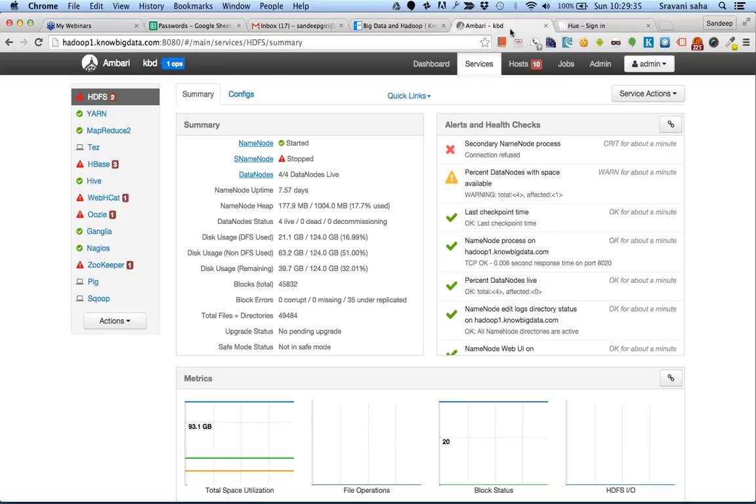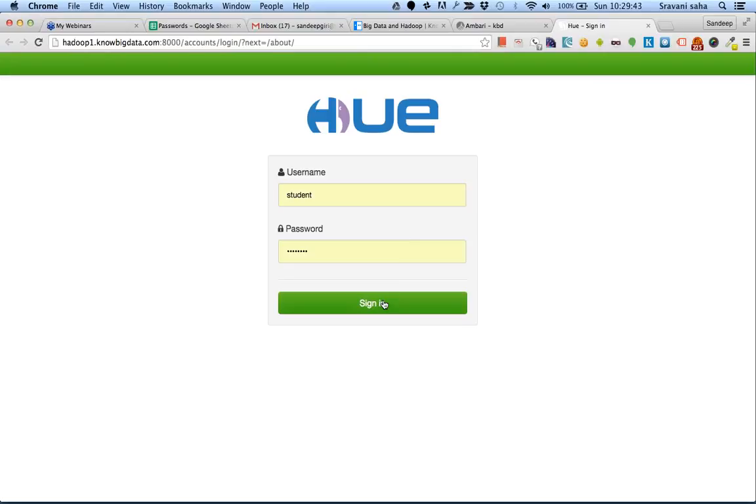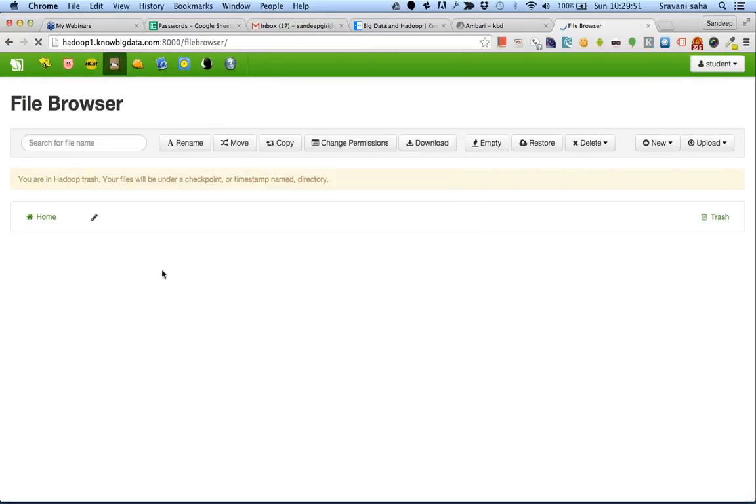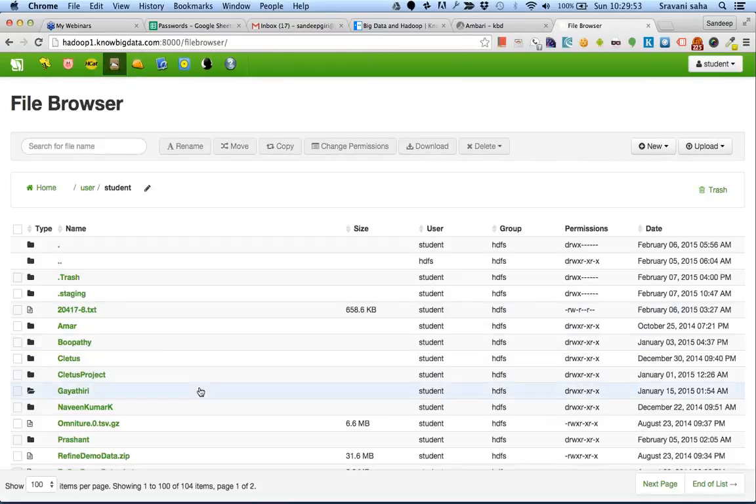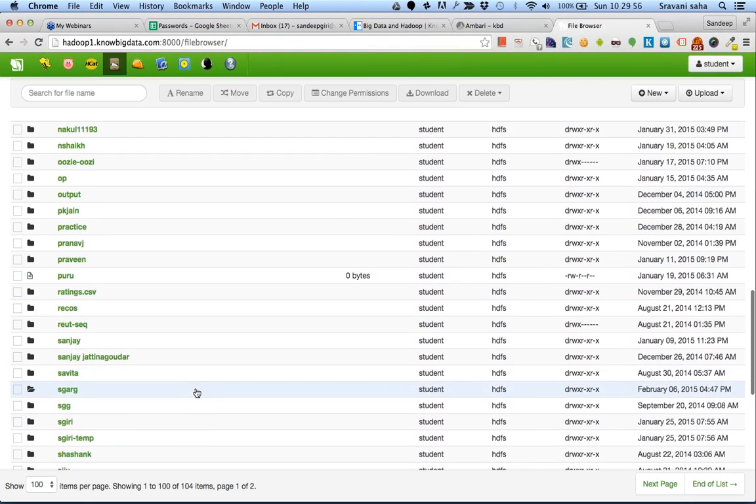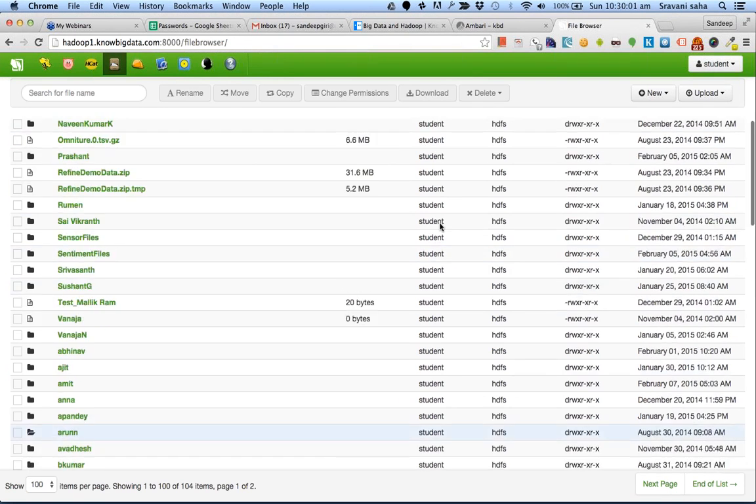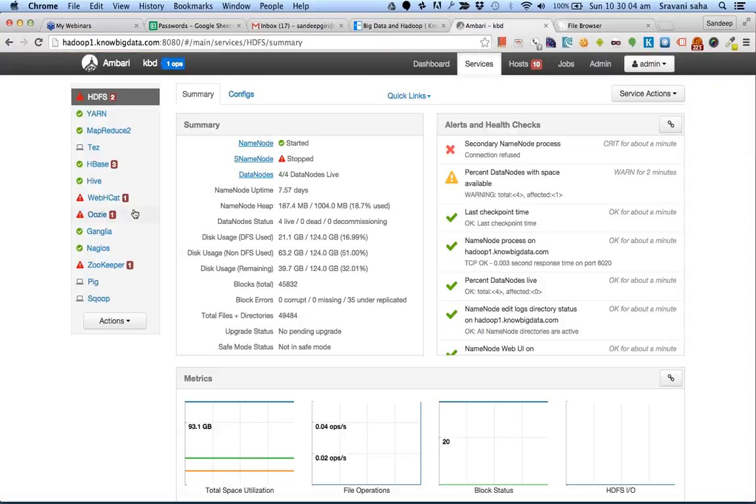And in case you want to interact with HDFS, you can use Hue. This is Ambari. Ambari makes it possible to control all the services, and Hue makes it possible to interact with services. For example, if you want to see the files in HDFS, it is like this. Okay. So every student has their own folder structure. There are too many files actually. Yeah. So that's okay. And here you can see the status of various things.